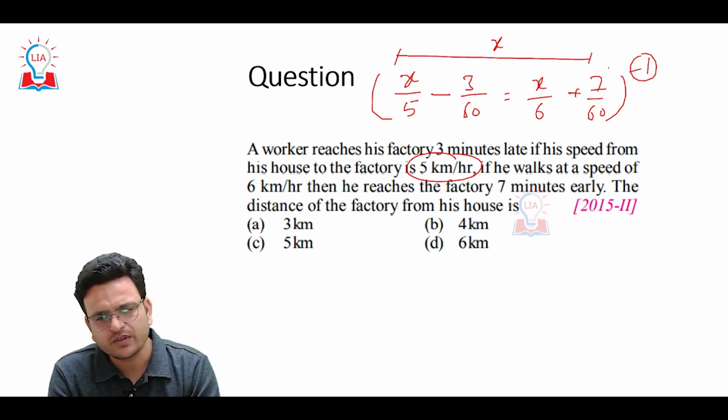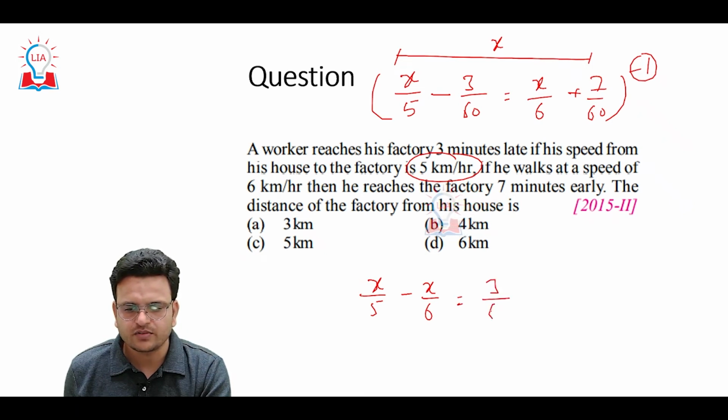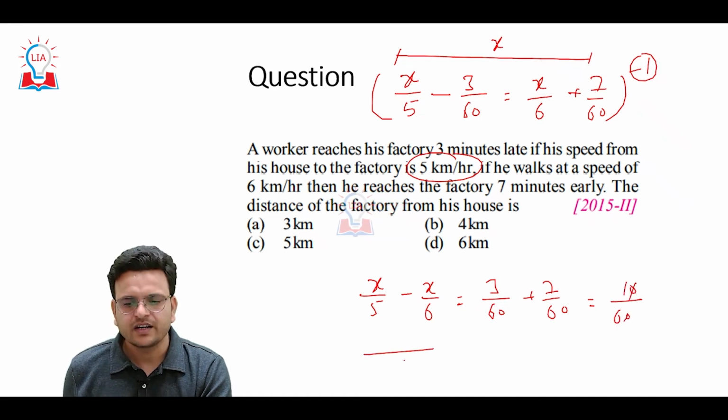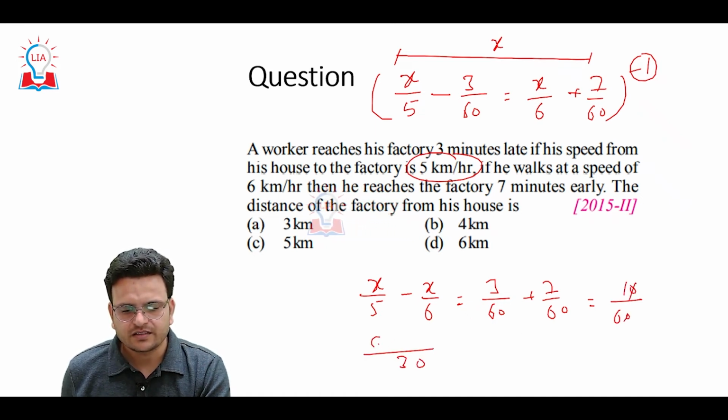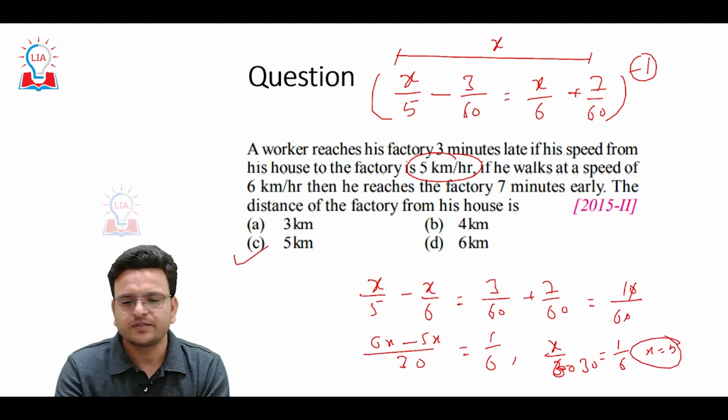I will suggest you try this particular question: x upon 5 minus x upon 6 equal to 3 upon 60 plus 7 upon 60, which is 10 upon 60, that is 1 upon 6. This becomes 30, 6x minus 5x equal to 1 upon 6, so x upon 30 equal to 1 upon 6, x becomes 5. Hope you are able to understand it.